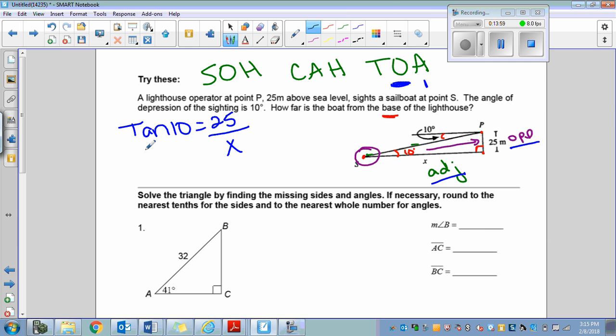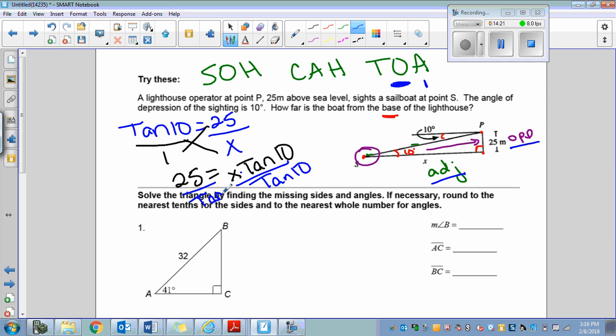Remember, we're going to put our trig function over 1, and we're going to cross multiply. 1 times 25 is 25. X times tangent of 10 is just X tangent of 10. And now we're going to always divide by the number that's multiplied by your variable, which in this case is tangent of 10. Divide by tangent of 10. And this is going to cancel. We're going to be left with X equals 25 divided by tangent of 10.